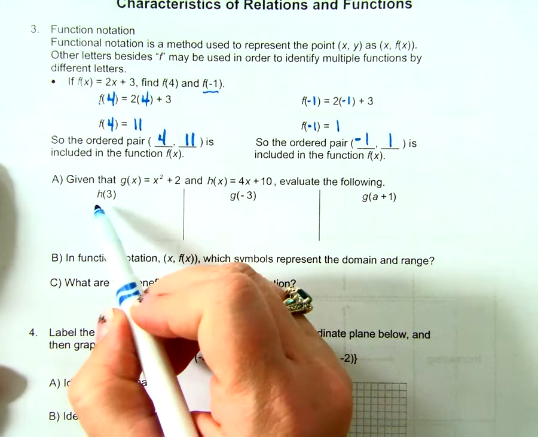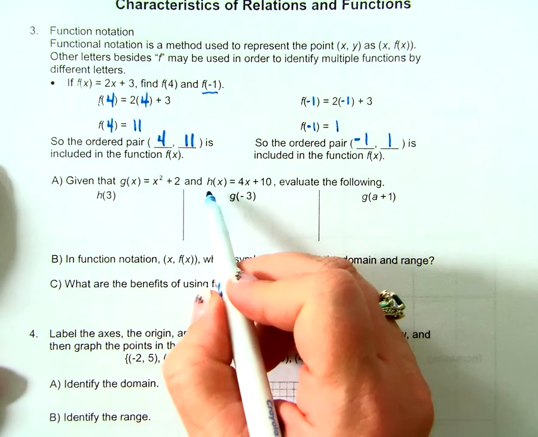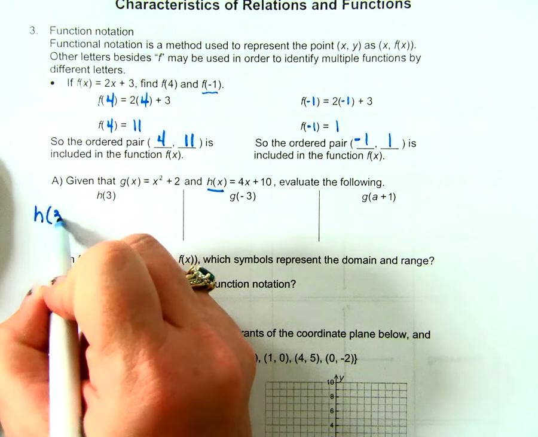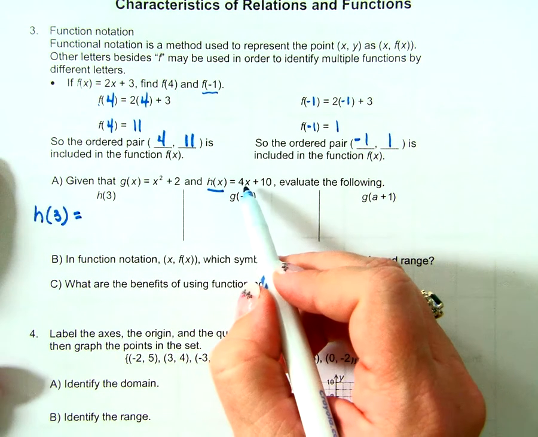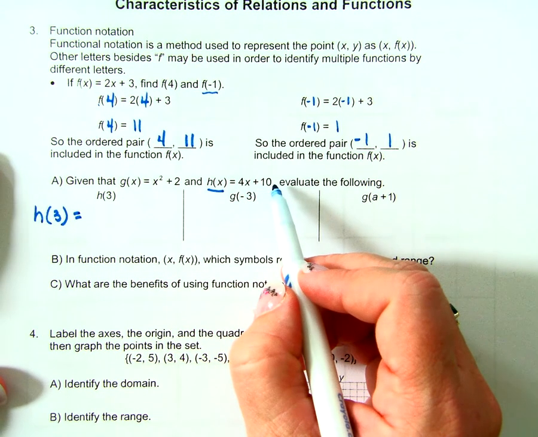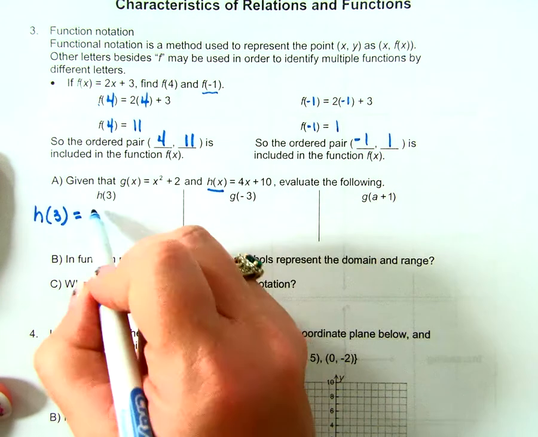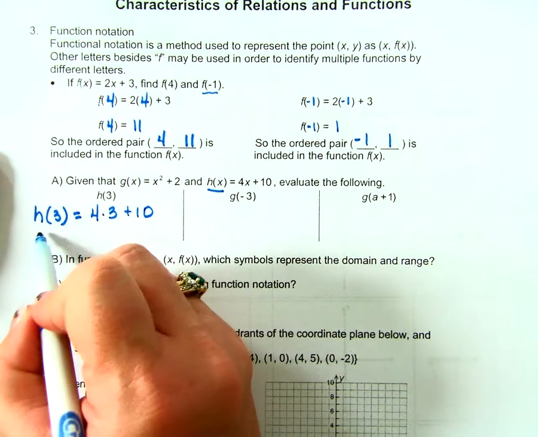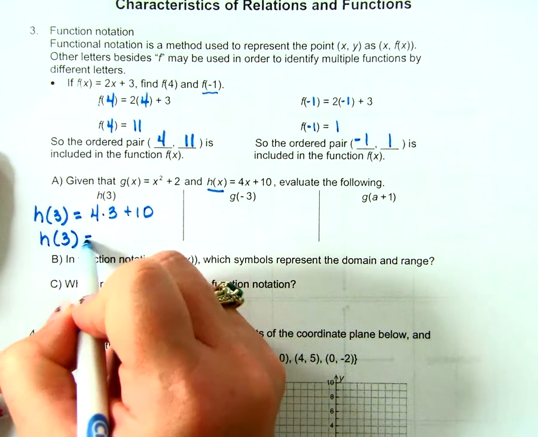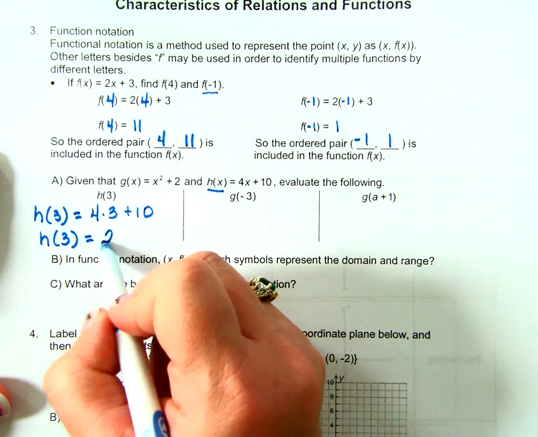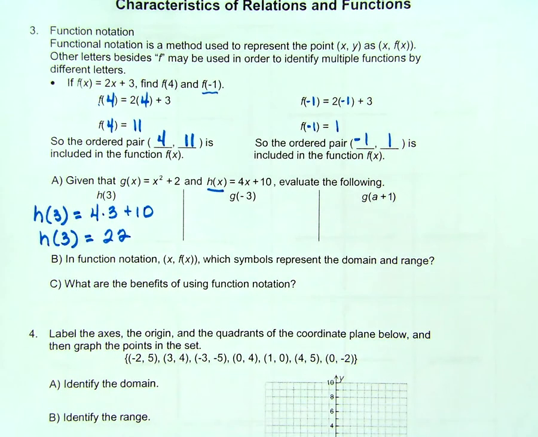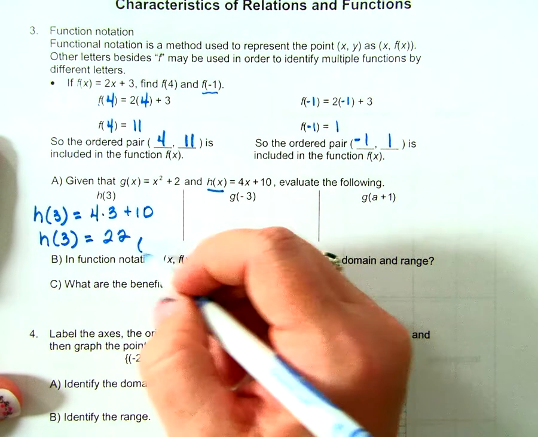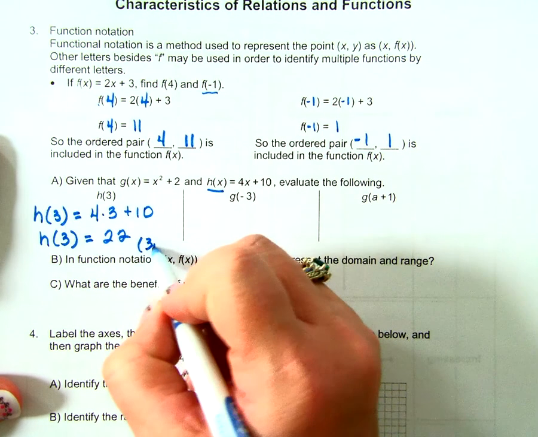Okay, so if we're trying to find h(3), I'm clearly going to use h(x), right? I'm going to rewrite the function, but instead of writing x, I am writing 3. Good. 4 times 3 plus 10. h(3) equals 22, because 4 times 3 is 12, and 12 plus 10 is 22. What's my point? I mean the coordinate point. (3, 22).